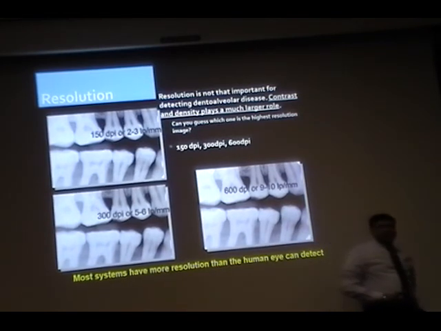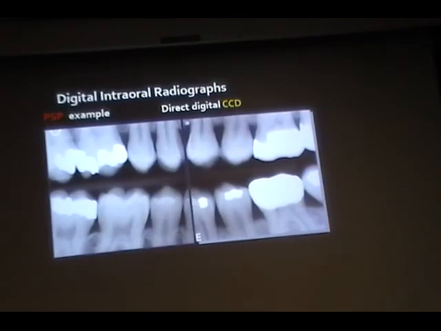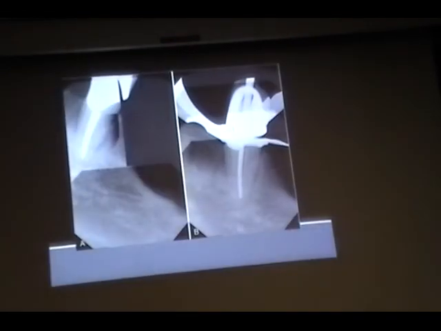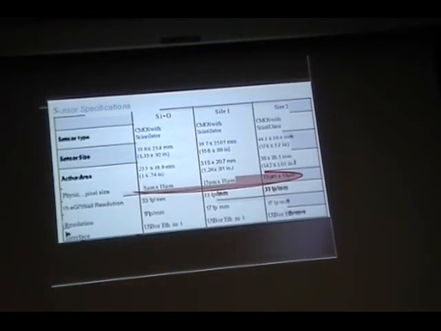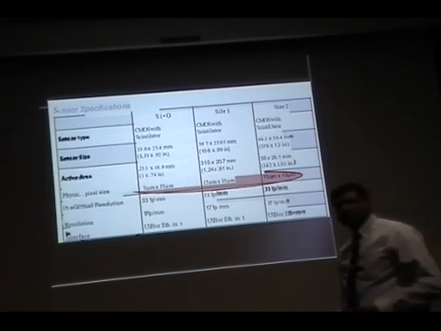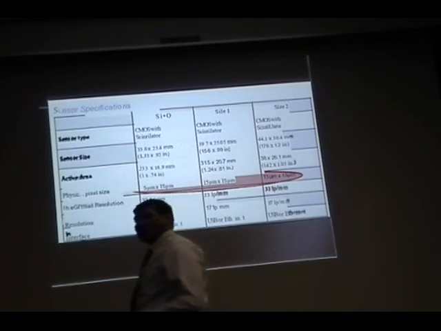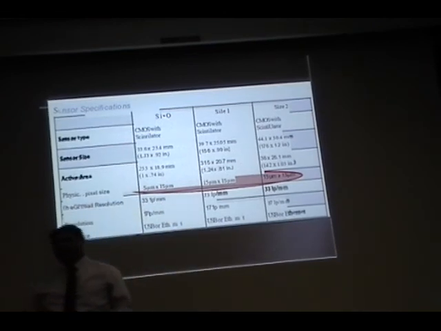So if a representative comes and says to you that we've got 30 lines per millimeter, what should you be doing? Should you believe him or science? Believe the sales representative so that you can lose more money, right?